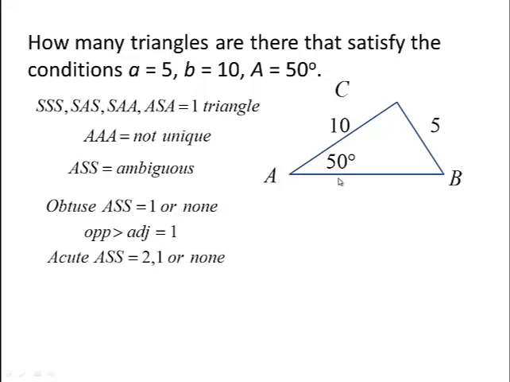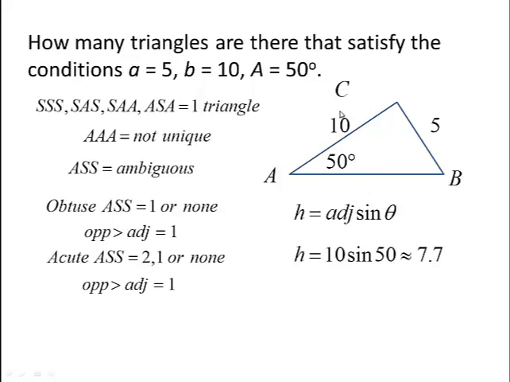This is less than 90. So now there can be 2, 1, or none. If the opposite side is the largest side, then it's just like the obtuse, there's only one. But if it's shorter than the adjacent side, then you have to check the height. The height is the adjacent side times the sine of theta. So in this case, it'll be 10 times the sine of 50, which is about 7.7.